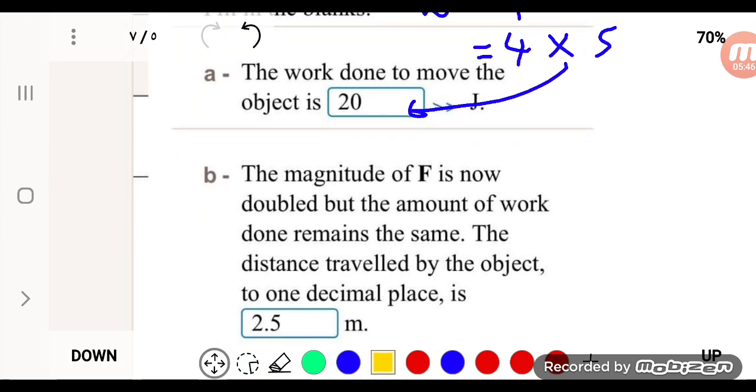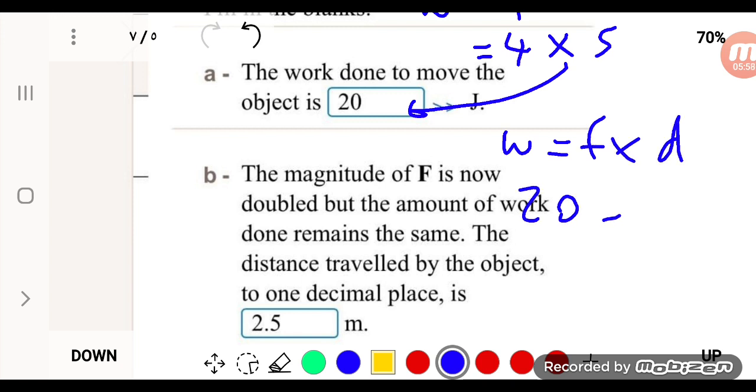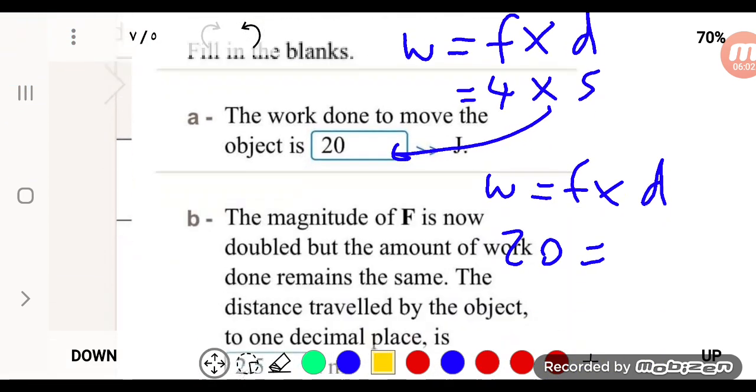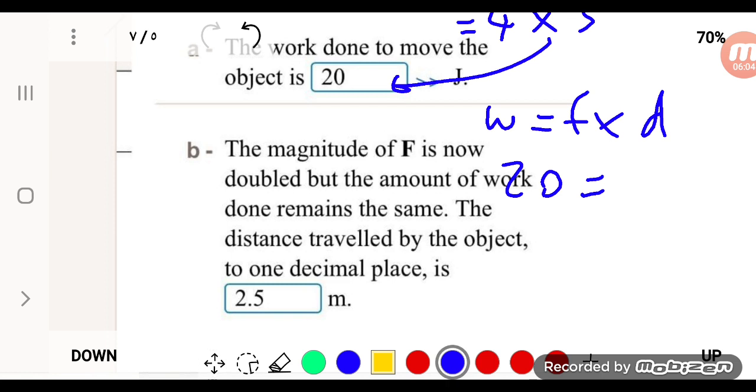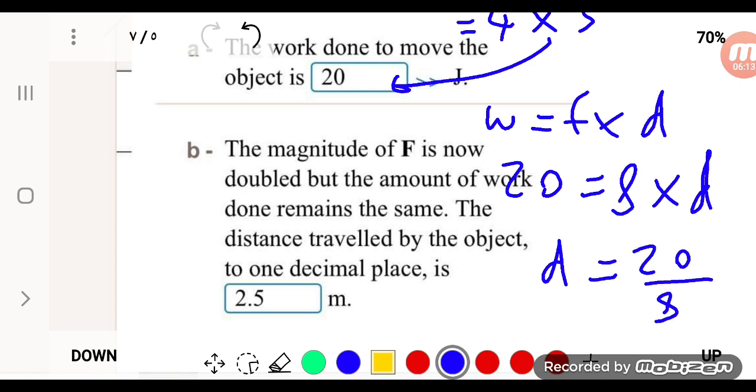The magnitude of F is now doubled, but the amount of work stays the same, which means the work is still 20. Work is equal to force times distance. The force was initially 4, now it becomes 8 because it's doubled. The distance we don't know, so you do the math, 20 divided by 8, and this will be 2.5.